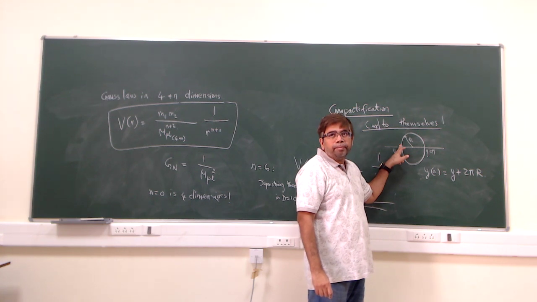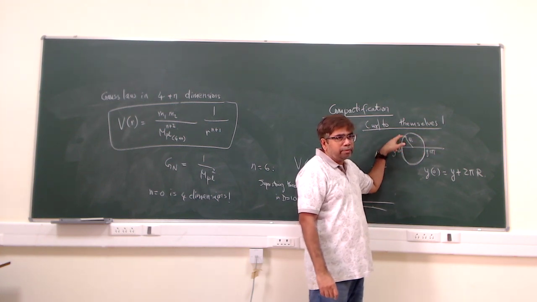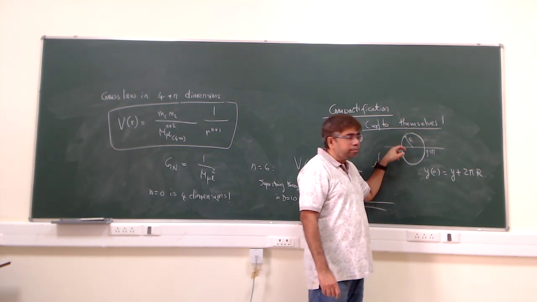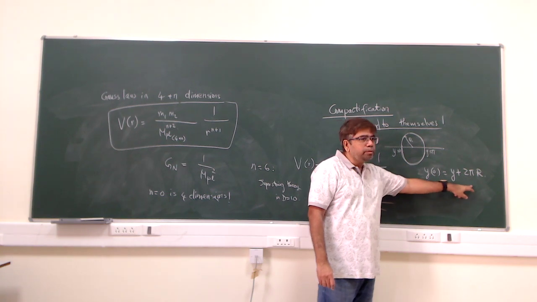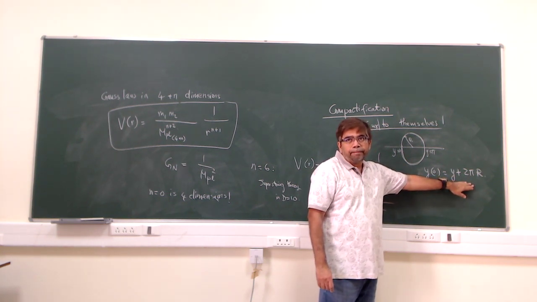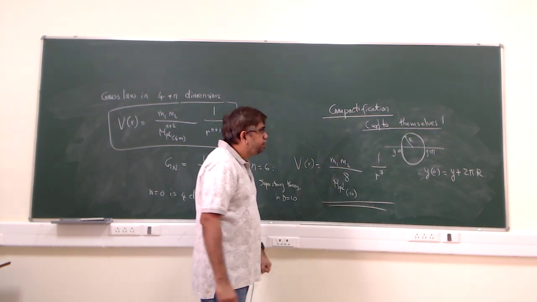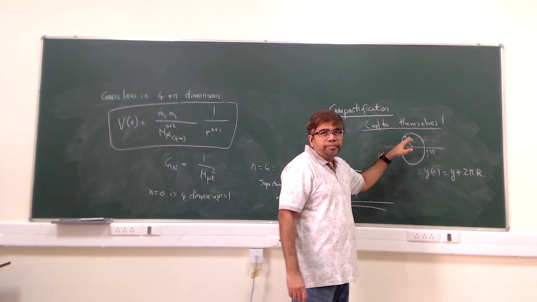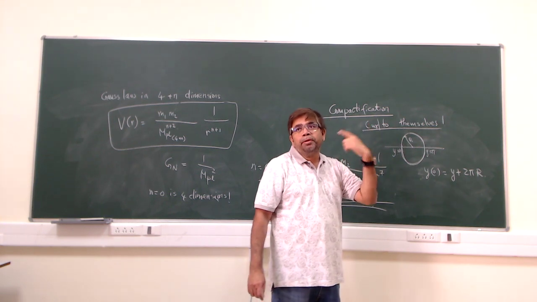So it is no longer an infinite extra dimension. It is an extra dimension which is curling up to itself. It's a circle. This is just the equation for a circle: y equal to 0 is identified with y equal to 2 pi r. Do you all agree with this? Now this is a periodic boundary condition.